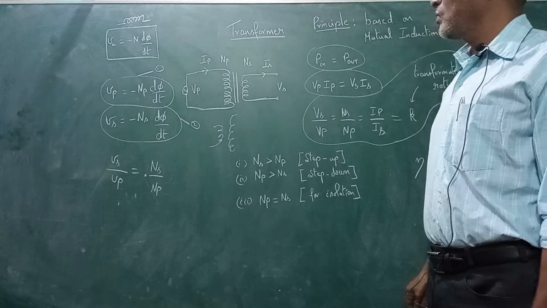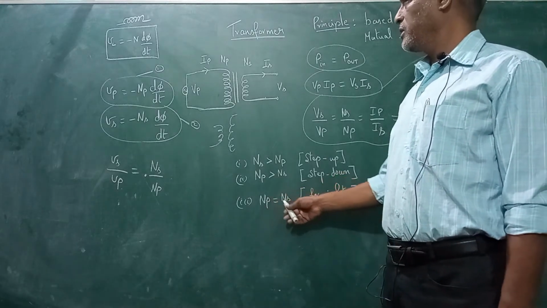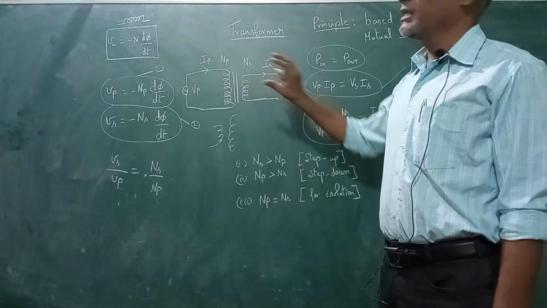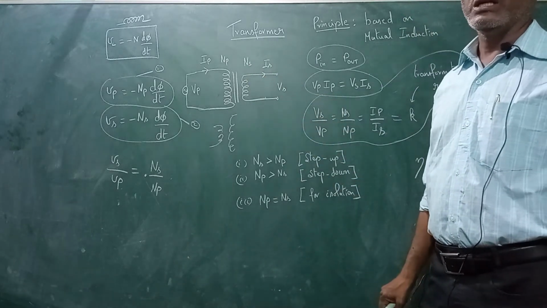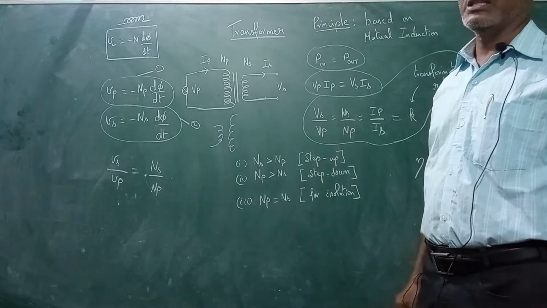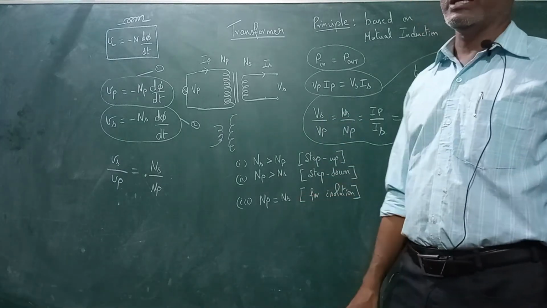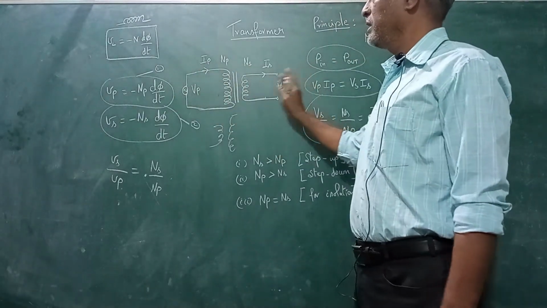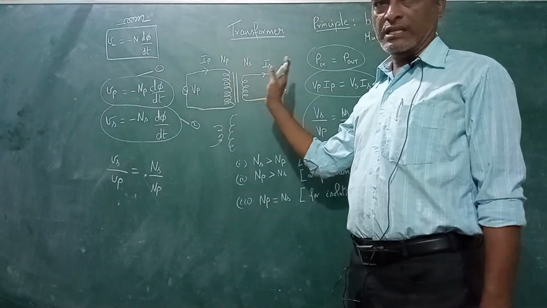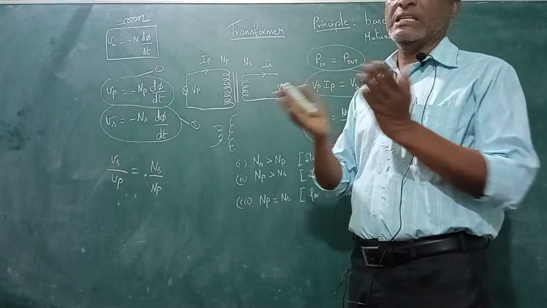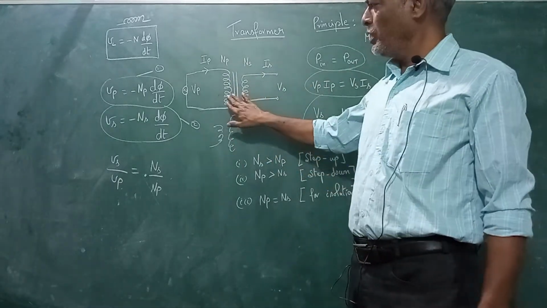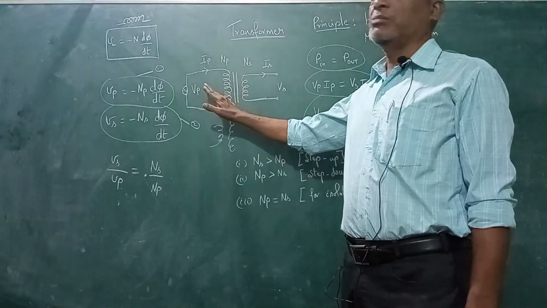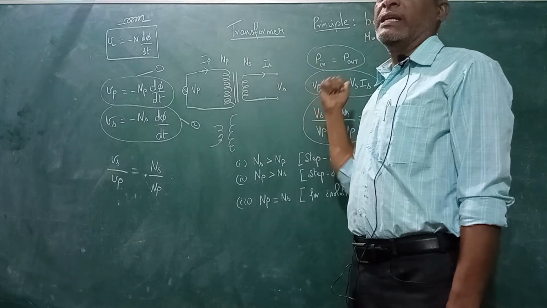And there is one more transformer, that is Np equal to Ns, number of turns in the primary is equal to number of turns in the secondary. That is called a 1:1 transformer. What is the purpose of the transformer in this last case? This is for isolation. Isolation means this is the primary side, this is the secondary side, and electrically they are not connected. Only coupled through the magnetic field. So there is isolation between the primary circuit and the secondary circuit.